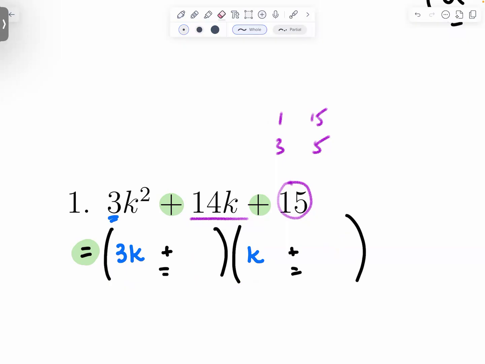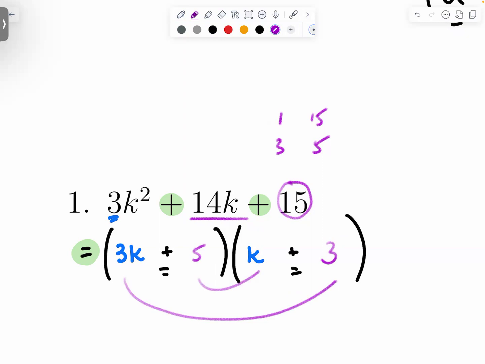All right, now, final attempt. Could it work? Let's see. Outer, 9K. Inner, 5K. What's 9 plus 5? Ooh, it is 14. And that's how we can confirm that it is the right pair of factors. 3K plus 5 times K plus 3. That's how we know that's our correct factor.